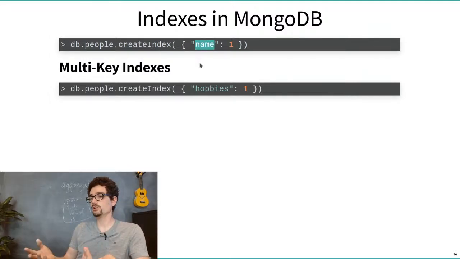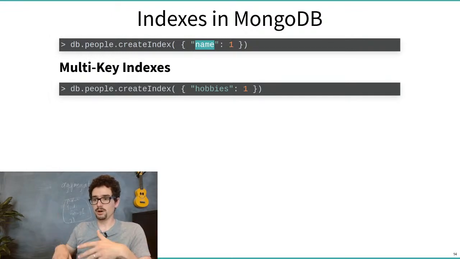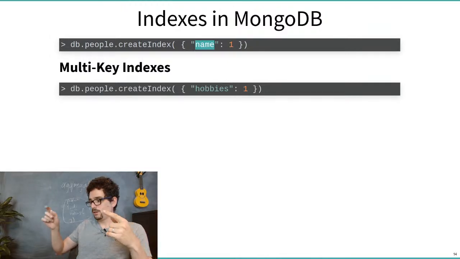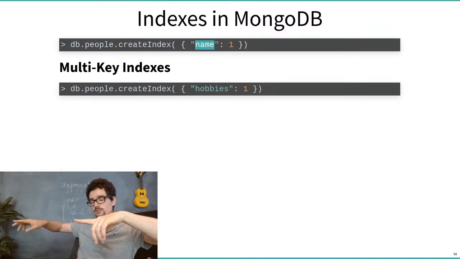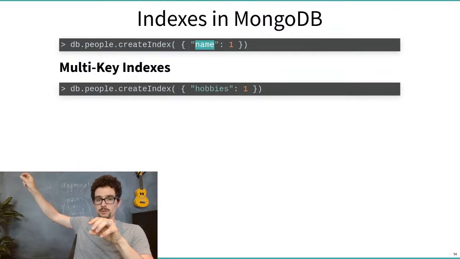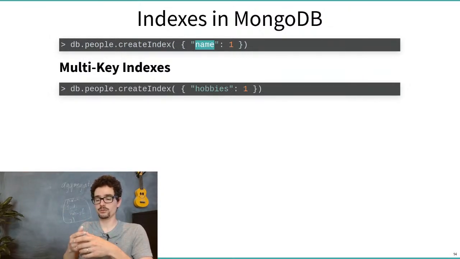Create index on the name field. I insert a new document. The name is Bob, and now in a B tree I insert Bob and then a pointer to that document. So I can quickly search for a name.